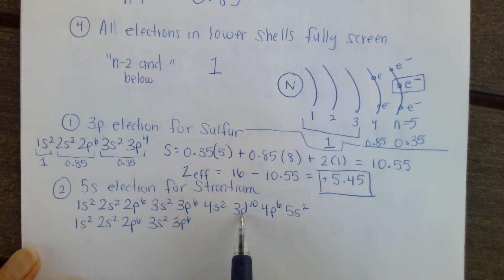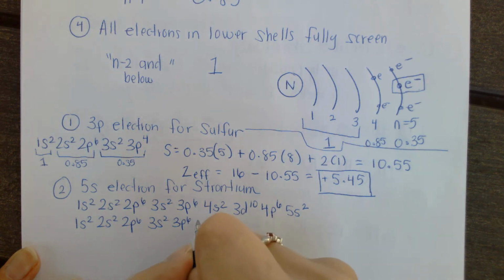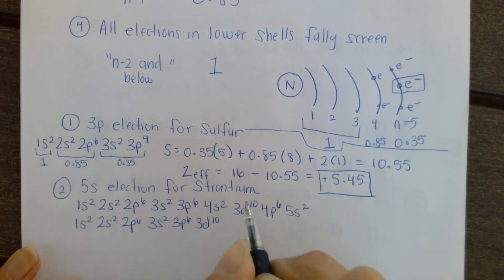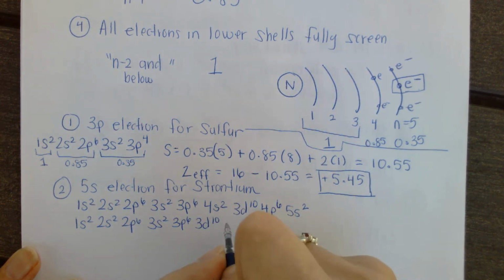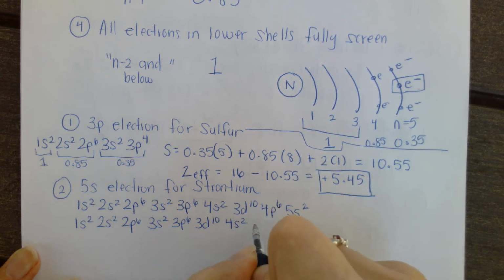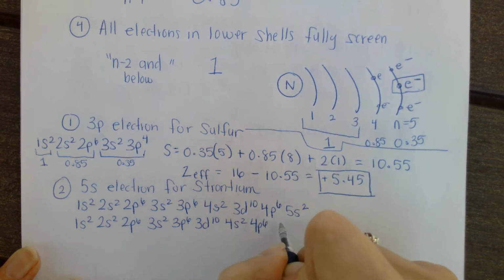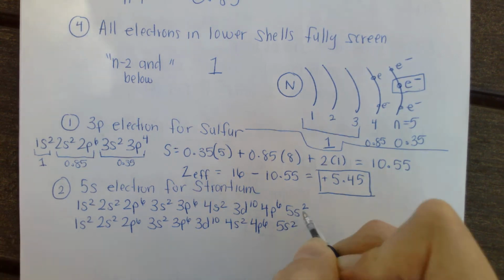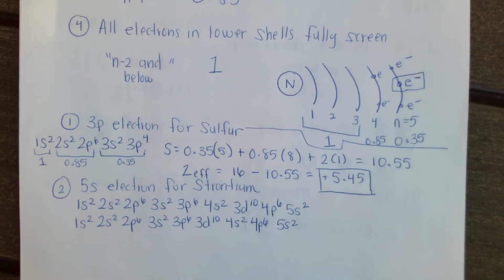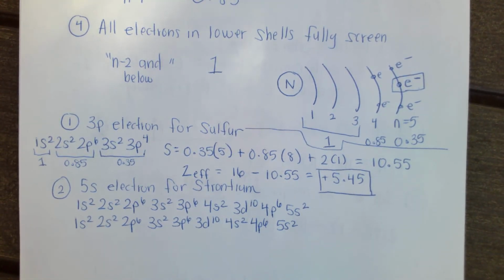Now, since this is n equals 3, I'm going to move it back and say 3d10. Now this I'm going to put with the other 4s: 4s2, 4p6, and now 5s2. Okay, so this is now our configuration in order of n value.